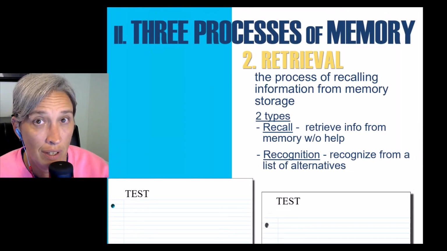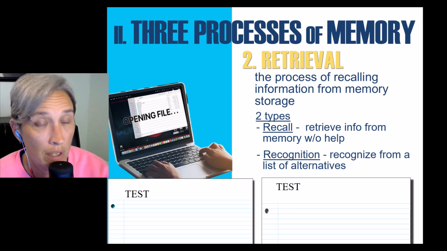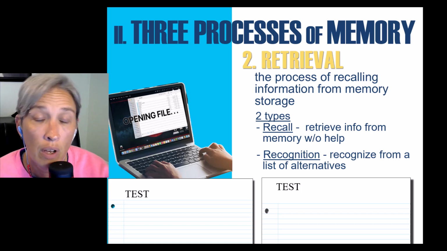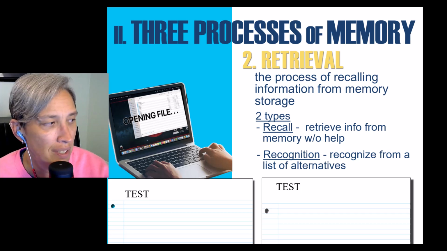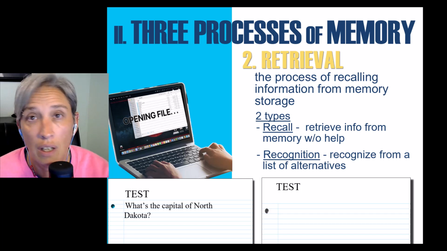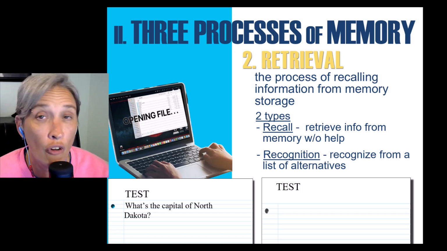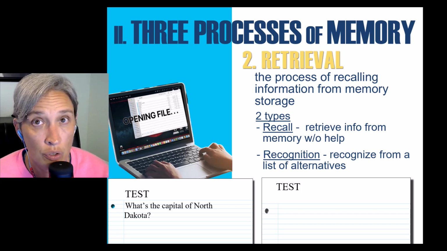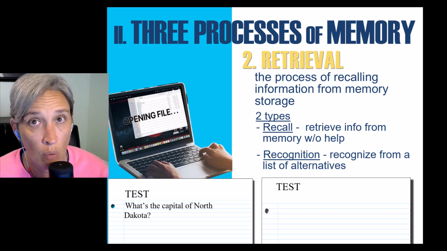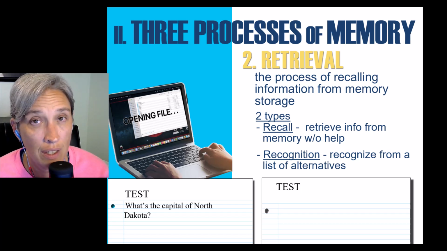When we retrieve information, you can see that it's not foolproof, but retrieving is the process of recalling information from memory storage. When we do it, we use recall or recognition, or at least that's how we do it on a test. When you see it on a test, it looks like this. What's the capital of North Dakota? You got no cues. You got no context. You got nothing. You got to recall it all, retrieve info from memory without help. So North Dakota's capital is not something that you practice often because we live nowhere near North Dakota. Somebody that lives near North Dakota is going to know that more readily than you or me.